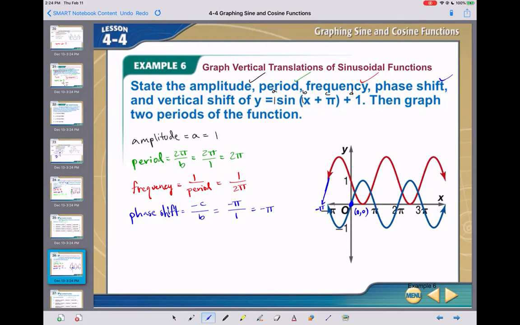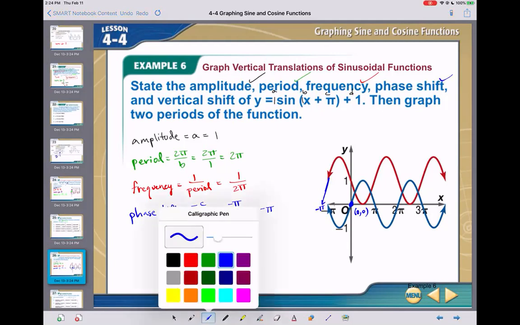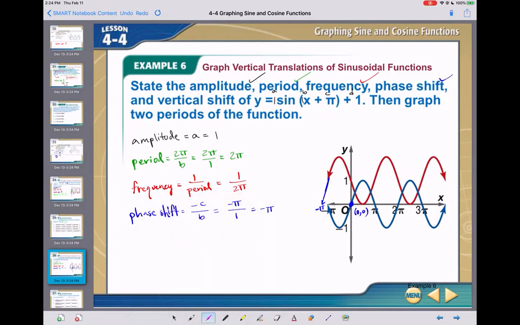Okay, and now let's do vertical shift. Vertical shift is just the D. So this graph goes up 1 unit. As you can see, the midline is no longer the x-axis. The midline is now at 1, and it has a height of 2, and it drops as low as 0. So the amplitude is still 1, but it goes from the midline of 1 up 1 to 2, and it goes down 1 to get to 0.